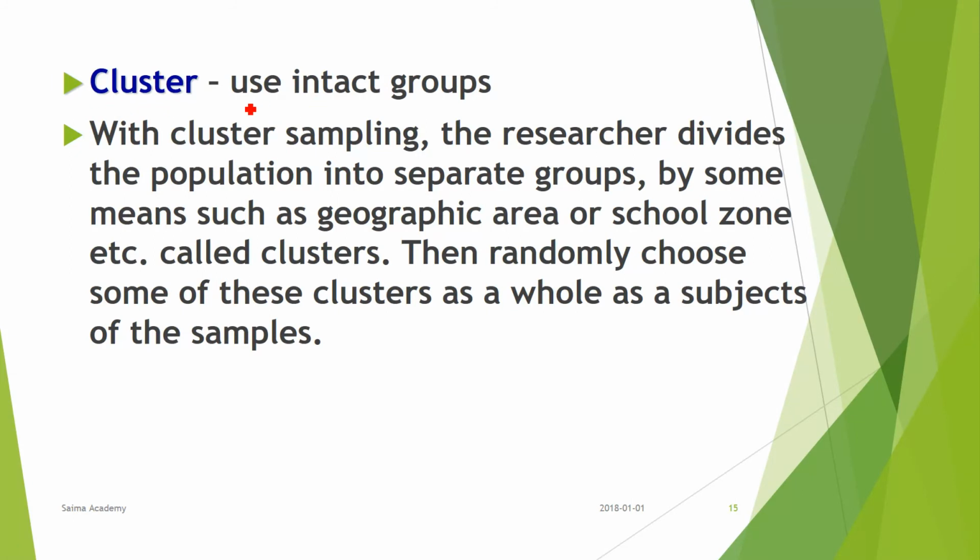What is the cluster? Use intact groups. Now what does it mean? With cluster sampling, the researcher divides the population into separate groups, just like stratified, by some means such as geographic area or school zone, called clusters, then randomly chooses some of these clusters as a whole. This is the important thing.